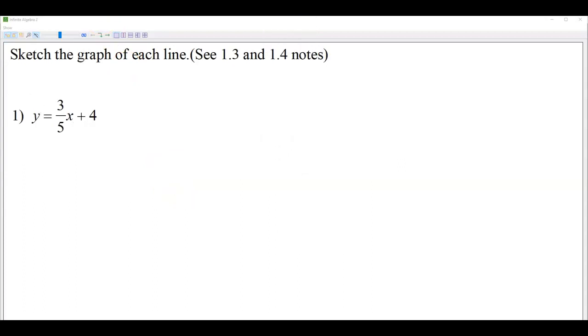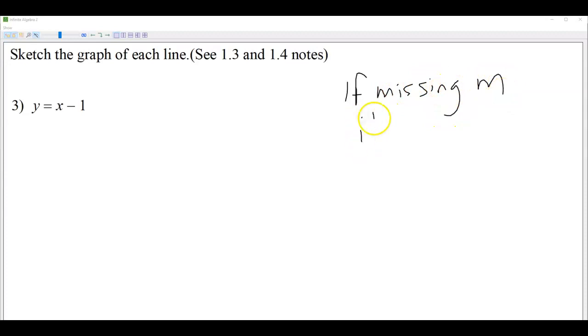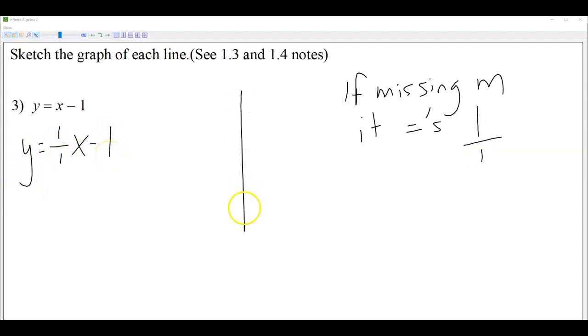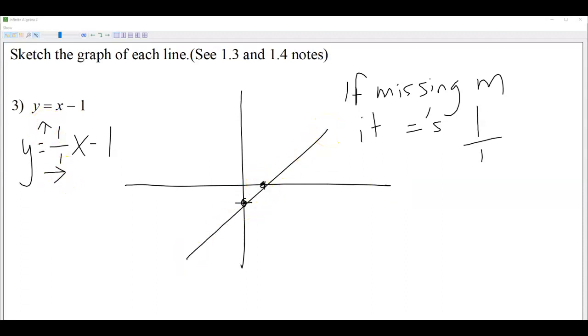Let's go ahead and move on to number 3. So in this case, we're missing our slope. If you're missing slope, it equals 1. So, matter of fact, you could say it equals 1 over 1. So we could rewrite that, if you want to, as 1 over 1x instead of just x. After that, it's pretty much the same. We start by graphing that y-intercept, which is -1. Then we use our slope to rise and run to get our graph.